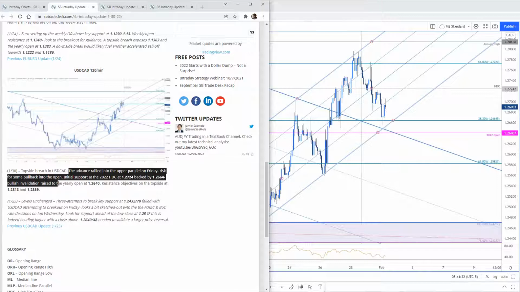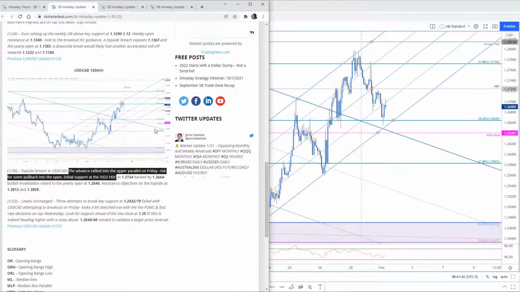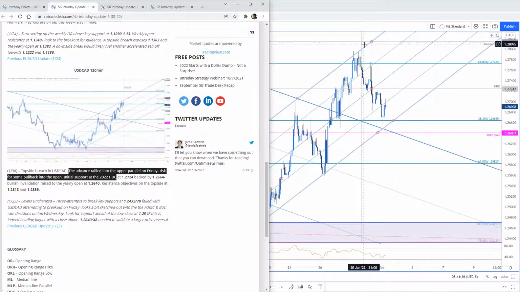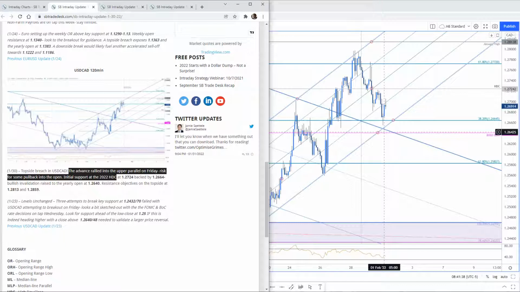We ran into the upper parallel on Friday. And we were basically looking for possible pullback in price. Here's the open of the month of the week. Here's the pullback in price, right into support, right? You got the 38.2 retracement, 126.64. You got the objective yearly open, 26.40.